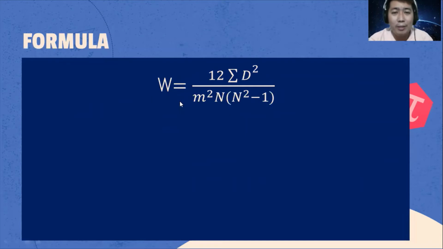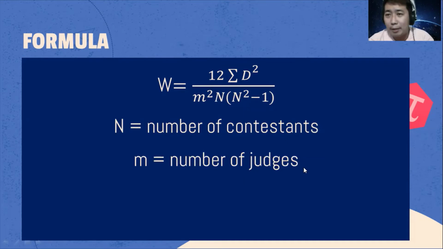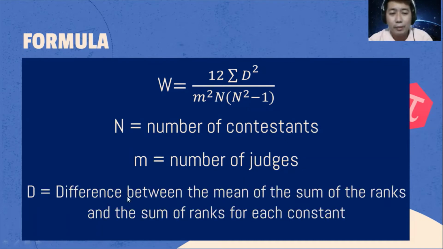What is the formula to be used? W is equal to 12 multiplied by the summation of D squared over M squared multiplied by N multiplied by the quantity of N squared minus 1, where N is the number of contestants and M is the number of judges. D is the difference between the mean of the sum of the ranks and the sum of ranks for each contestant.